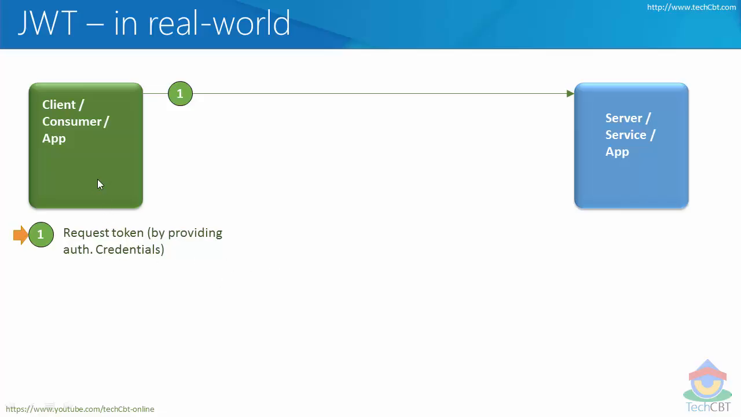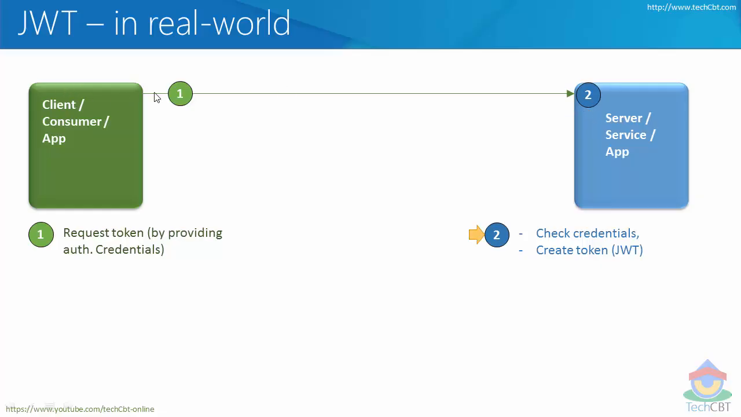So it could pass the username or password during the first request, and that request is essentially to request a token. So whenever the client is trying to request that token from the server, it needs to pass the authentication credentials. So the first step is requesting a token by sending all the authentication credentials to the server or the service. And now the second step.